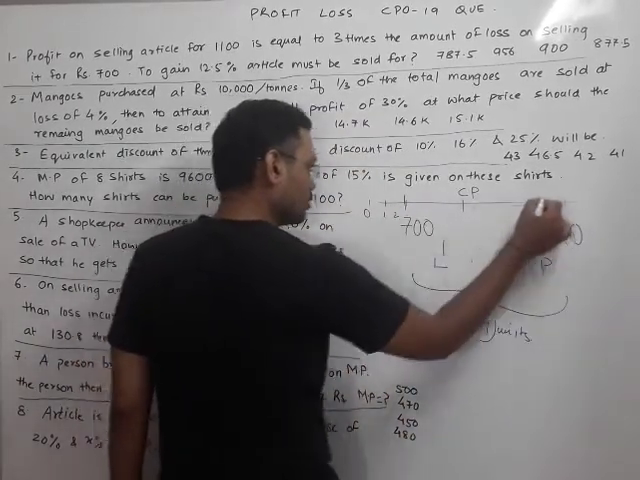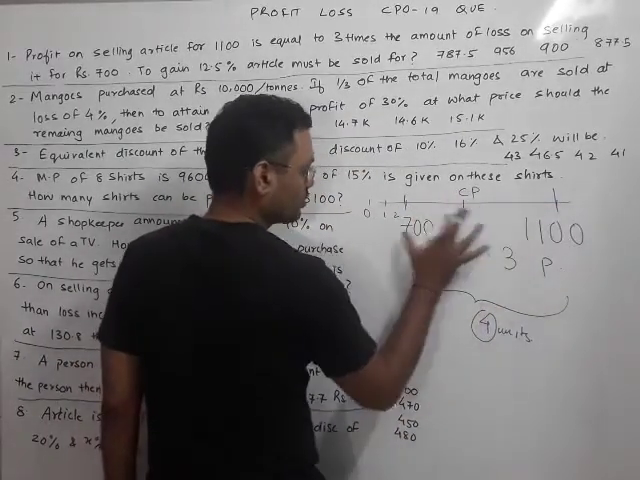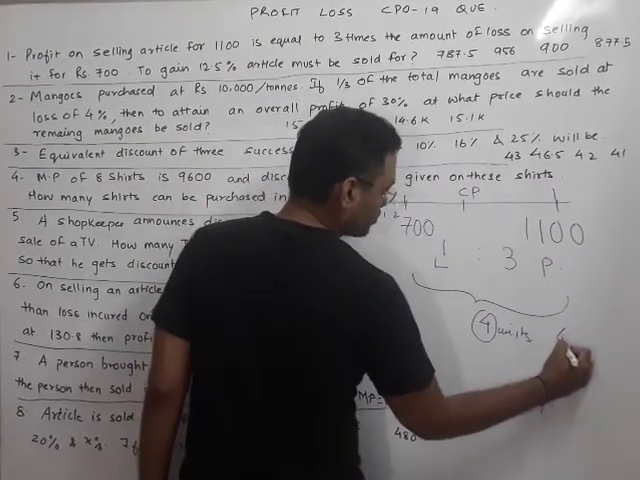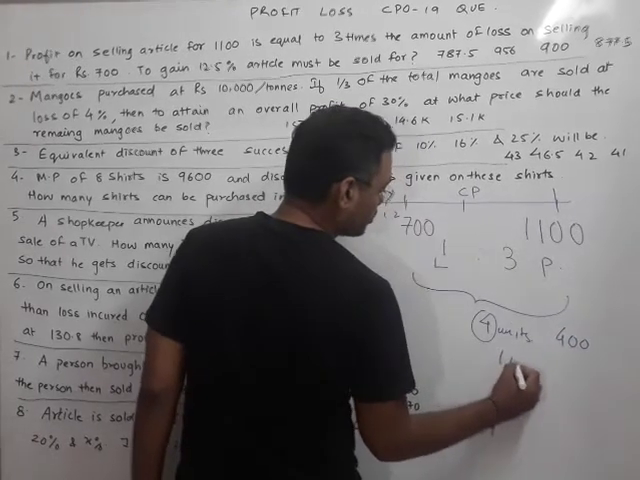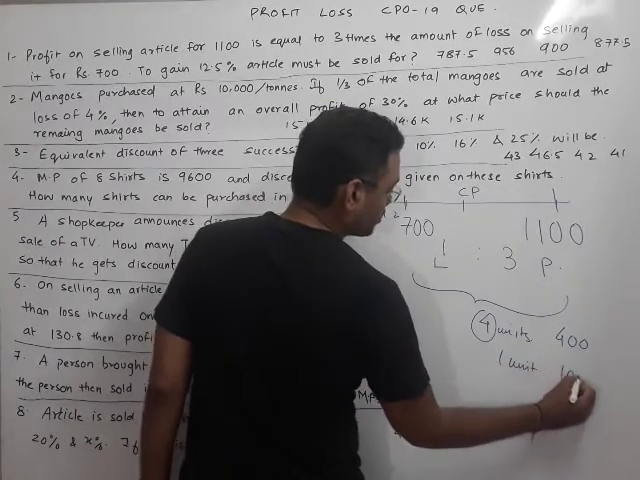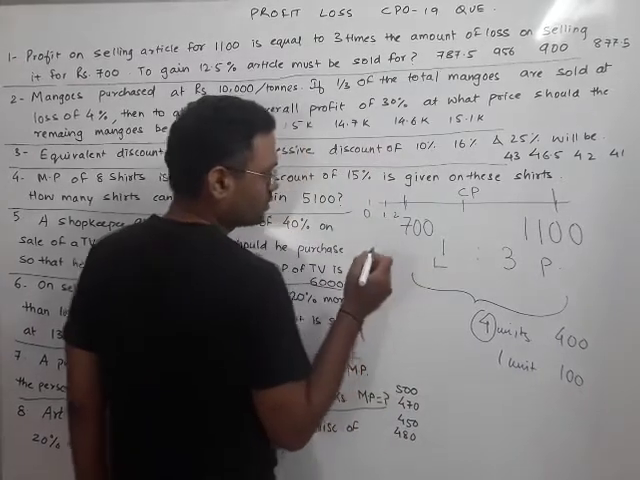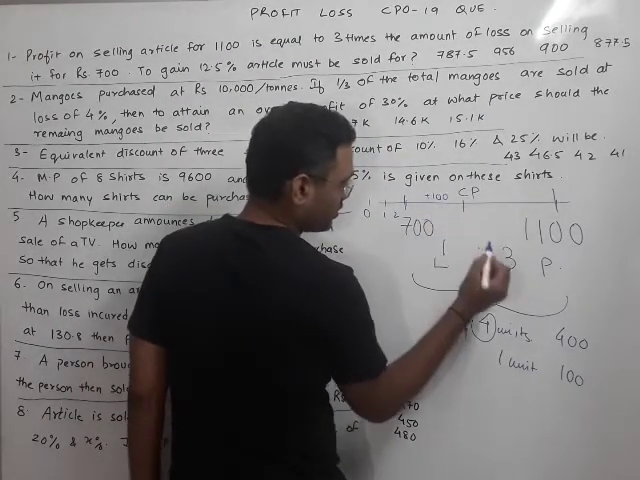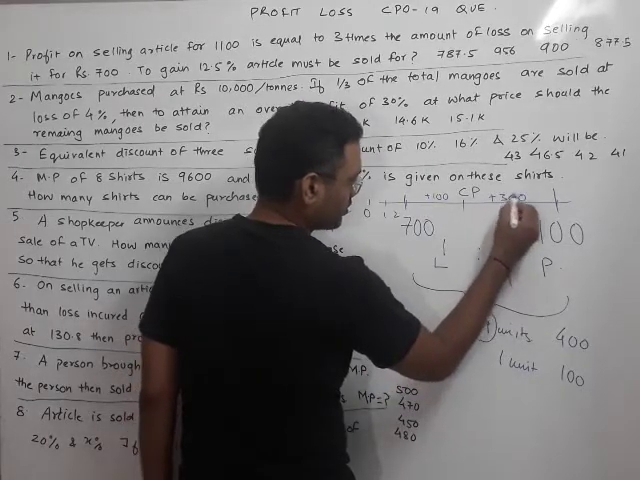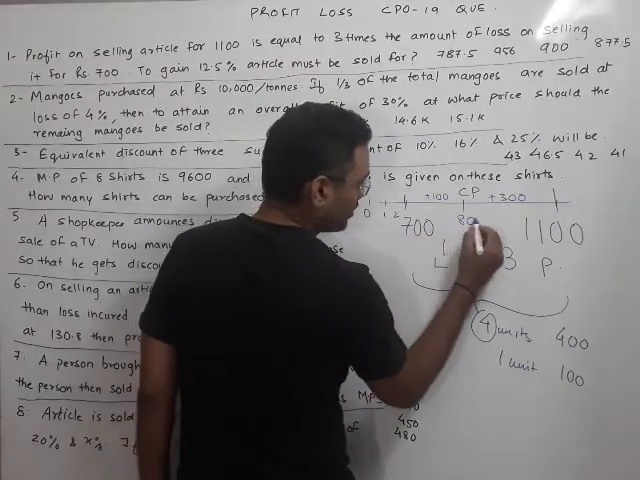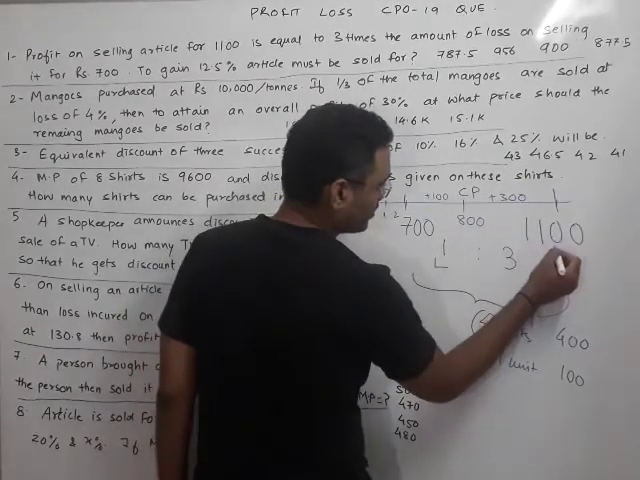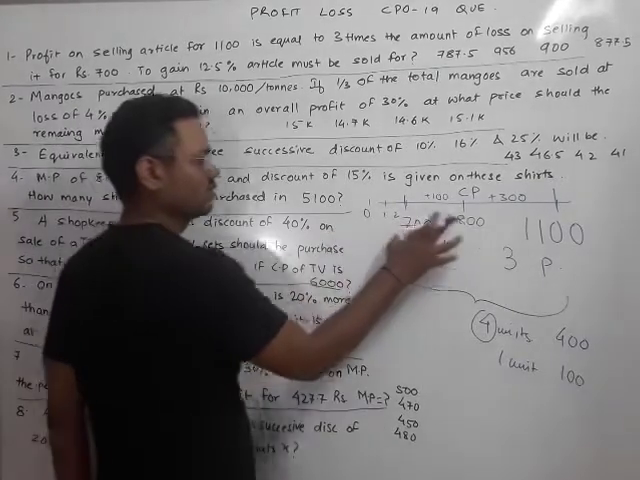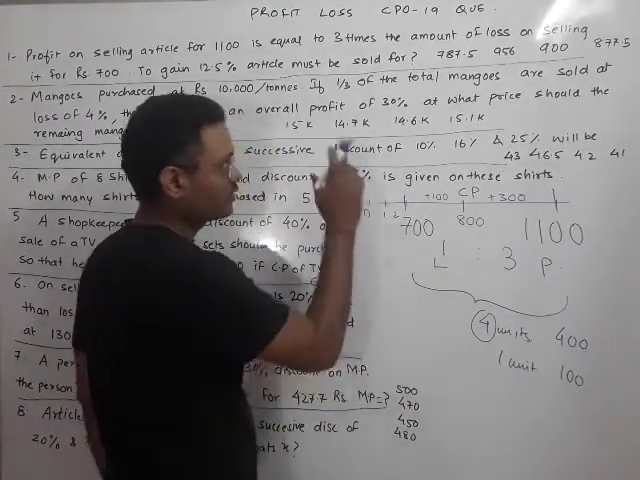What is the actual value of 4 units? From 700 to 1100 is how much? 400. Means 1 unit is 100, which means my cost price is 800, plus 300 means 1100 is my selling price. So this is the simplest possible solution for such a question.